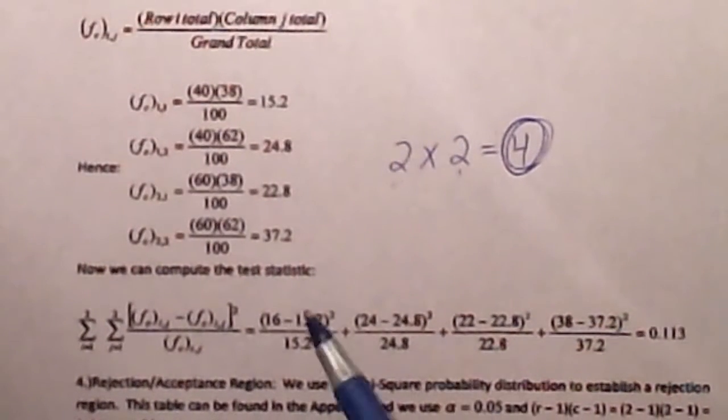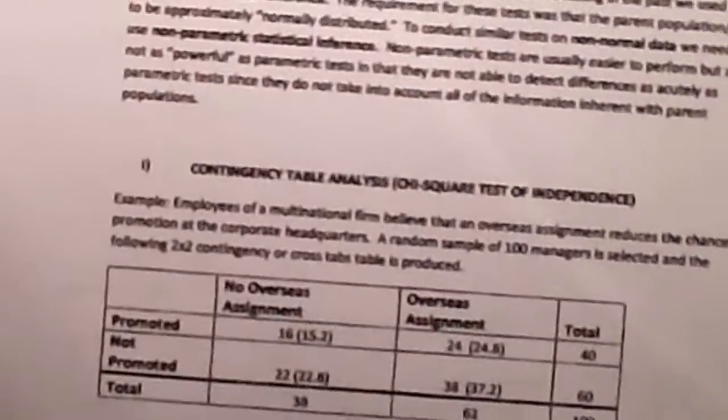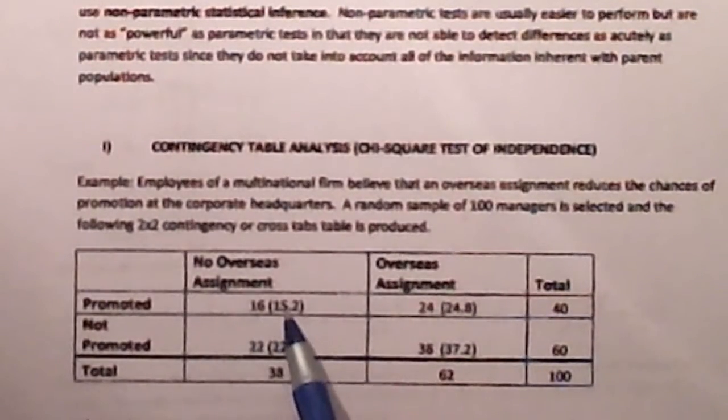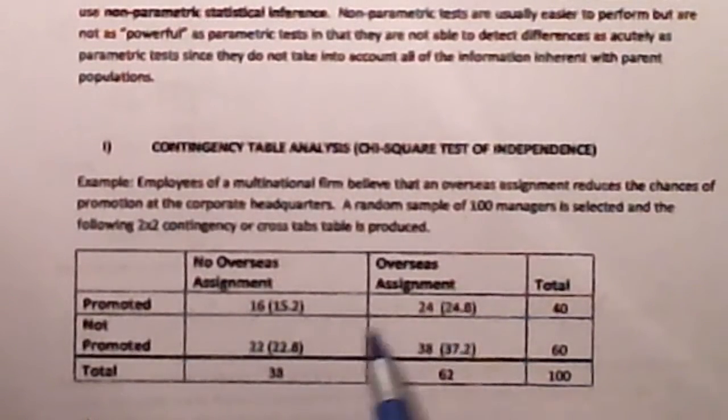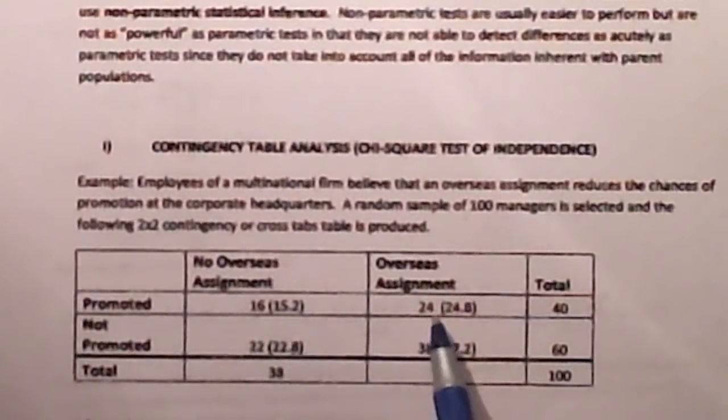To compute our test statistic, we take the 1, 1 observed frequency, which is 16. Look back in your table, the row 1, column 1 observed frequency. The row 1, column 1 observed frequency is 16, and the row 1, column 1 expected frequency was computed to be 15.2. So all these numbers inside parentheses are the expected frequencies that we computed a minute ago. And we're going to take the difference between the observed and the expected frequency for each cell of this 2 by 2 contingency table.